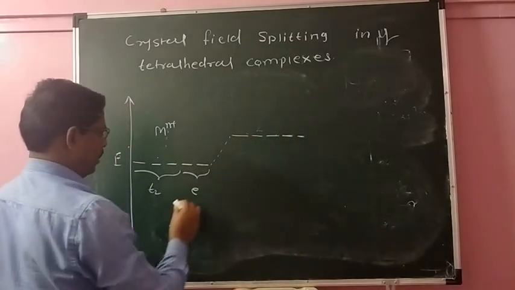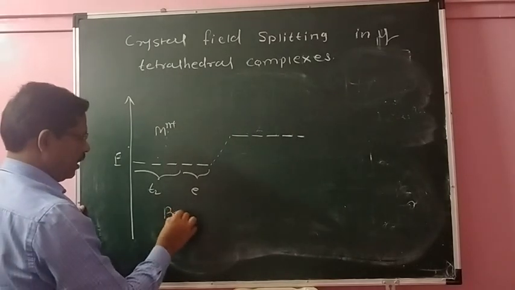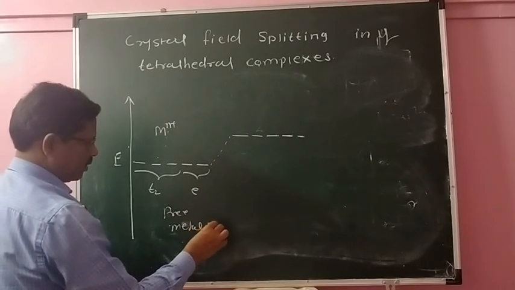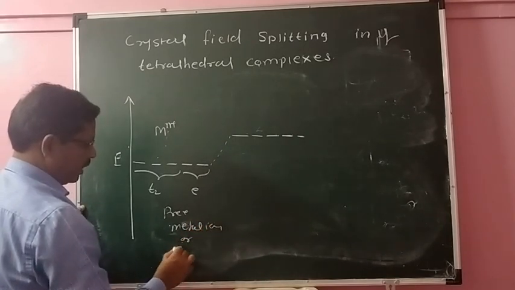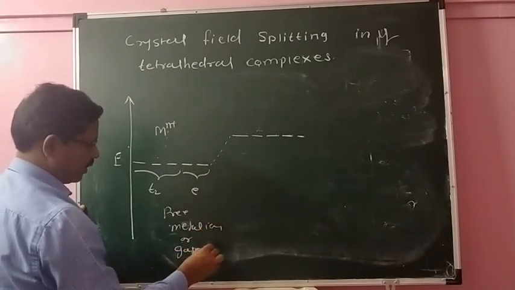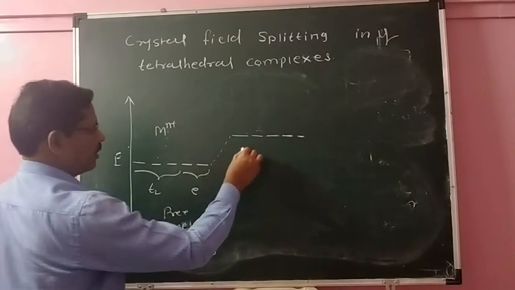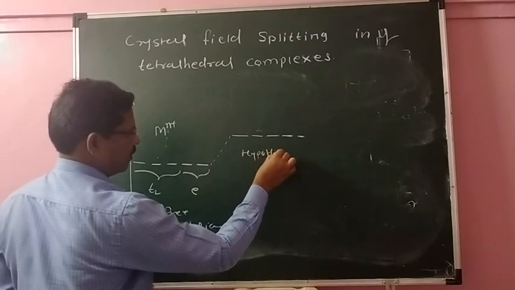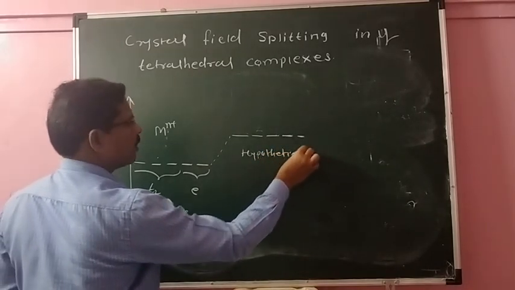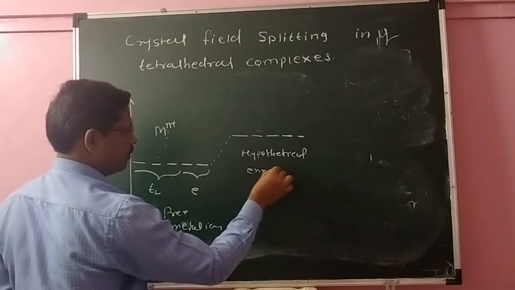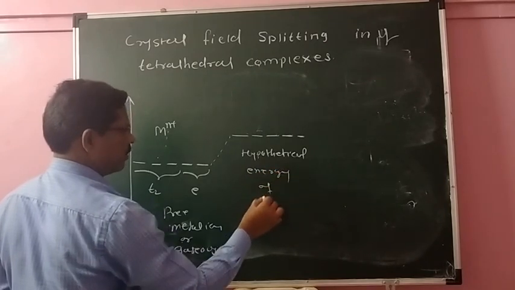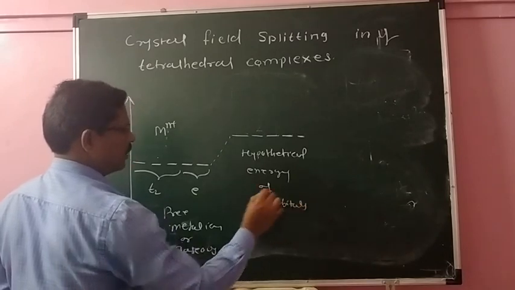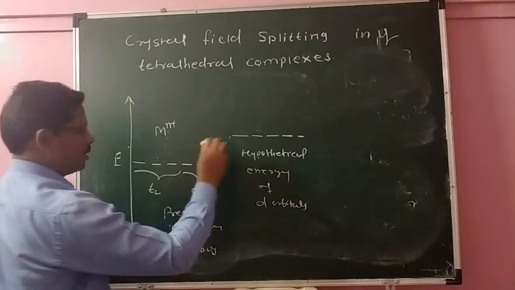This is the free metal ion, or gaseous metal ion. This is the hypothetical energy of d orbitals.